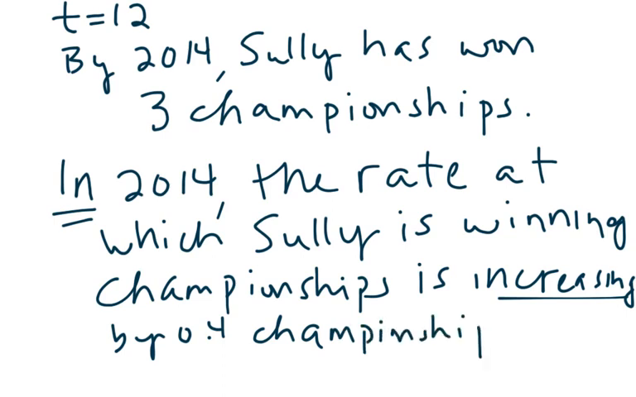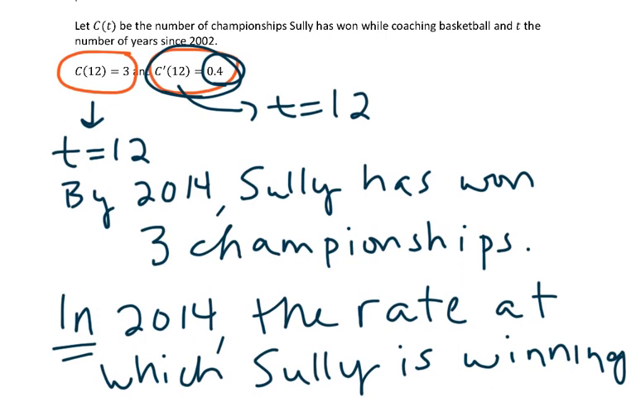championships. So what is the rate? The rate is championships per year. So in 2014, the rate at which Sully is winning championships is increasing by 0.4 championships per year. So again, the difference is one is an exact moment of time and the other one is over the course of time.